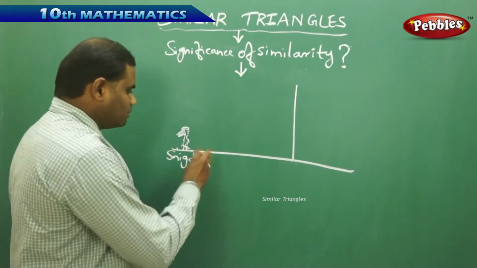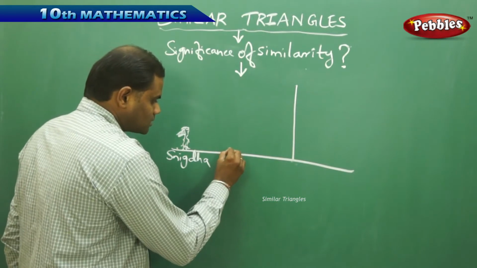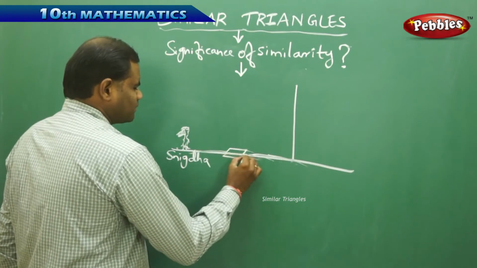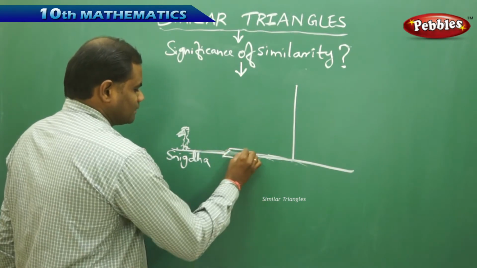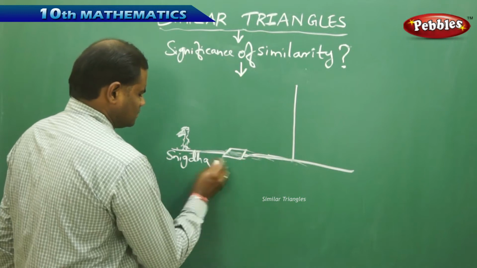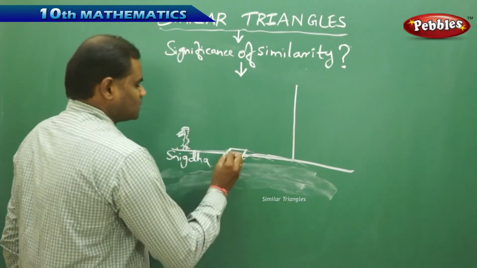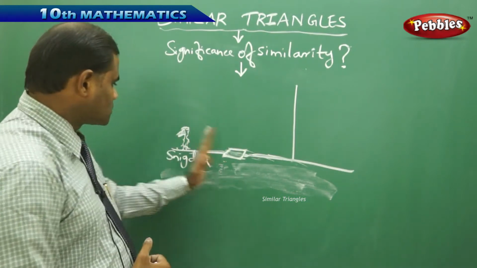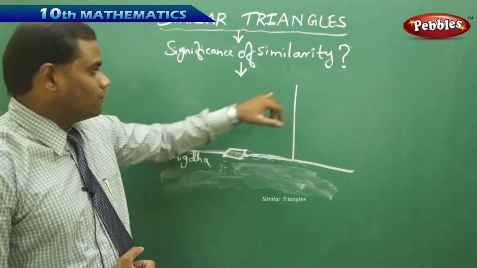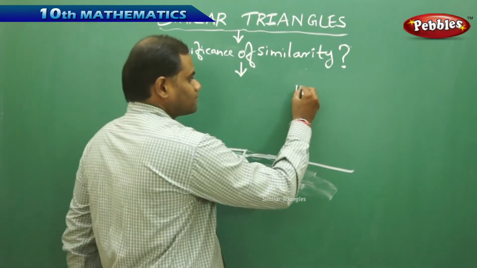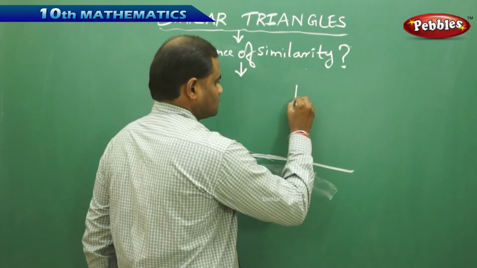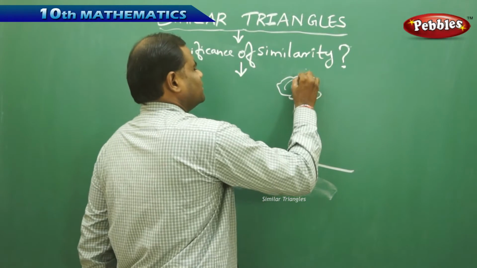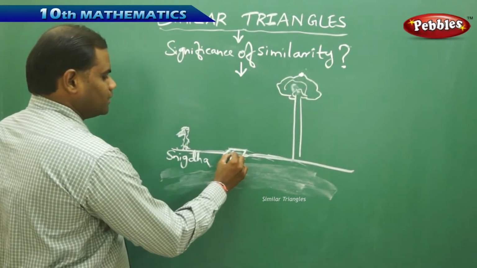Then she brought the mirror and he asked her to put the mirror somewhere on the ground here. So she put the mirror here on the ground, and this is entirely the ground. He asked her to start looking into the mirror until the top of the tree is visible here.